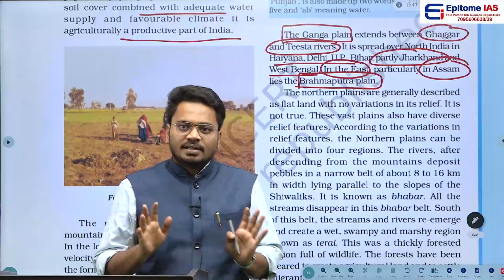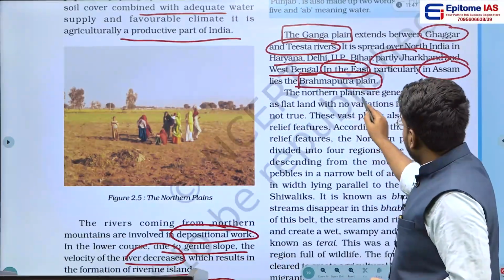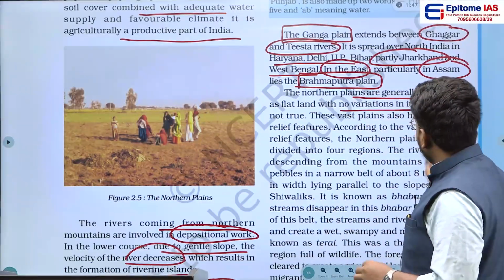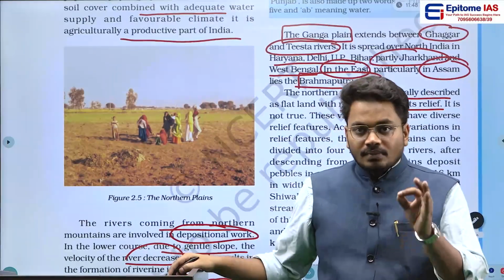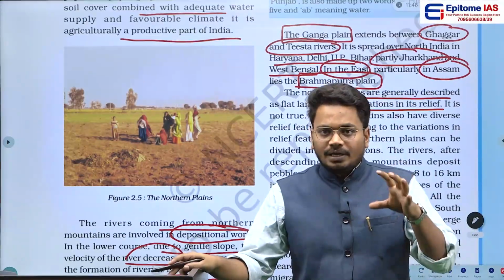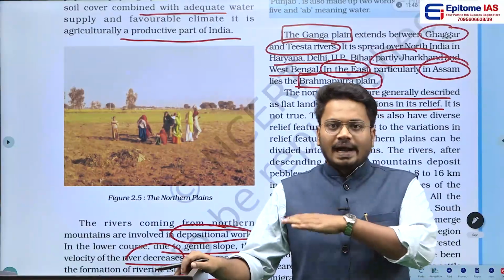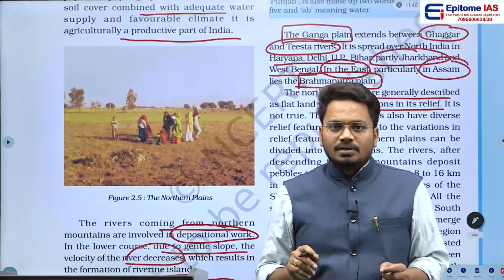Now what he has given here, he is saying that the northern plains are generally described as flat land with no variation in its relief. So, what does it mean? It means that if you see these plains, generally what is the notion that we are having? Plain is nothing but a flat land, right. There won't be any variation in the altitude. Are you getting my point?